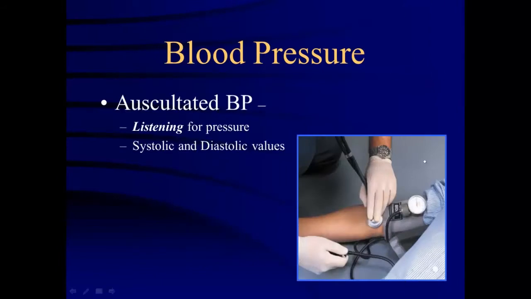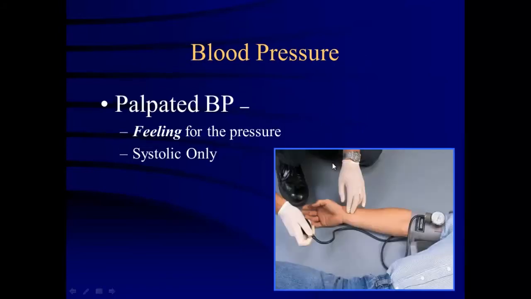And there are two different ways that we can assess blood pressure. We can auscultate, which means we actually listen for the pressure. And we can get both the systolic and the diastolic values this way. We can also palpate the blood pressure. We can actually just feel for the pressure. And the problem with this is we only get a systolic number.